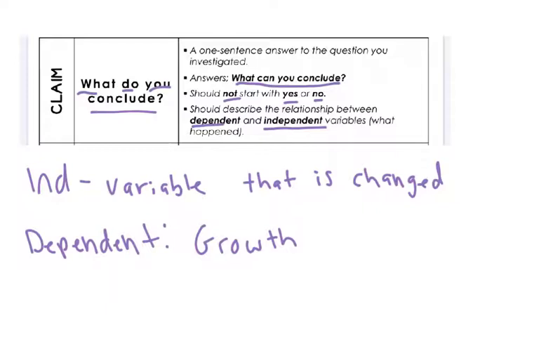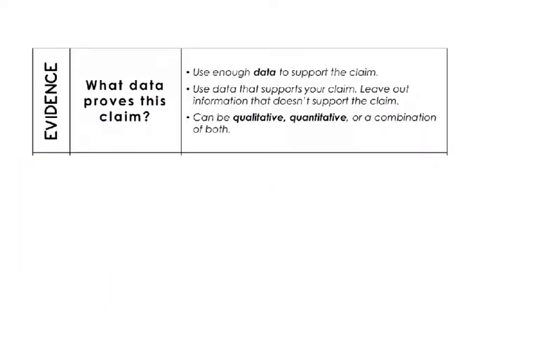So remember, your claim is going to be based on evidence. And evidence really comes down to this keyword of data. So if you did an experiment and you collected information, you're going to then use that data to support your claim. You're going to leave out information that doesn't support the claim. And it can be both qualitative and quantitative. So let's talk about the difference between those two.